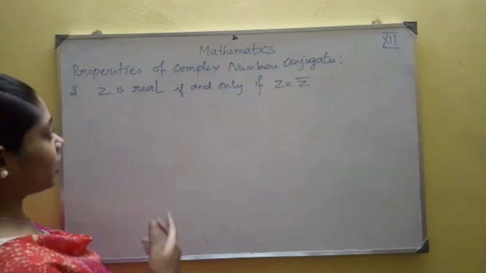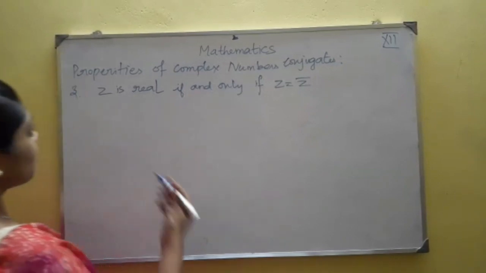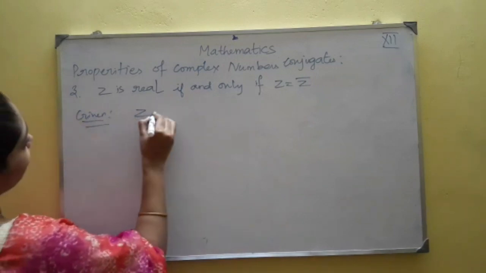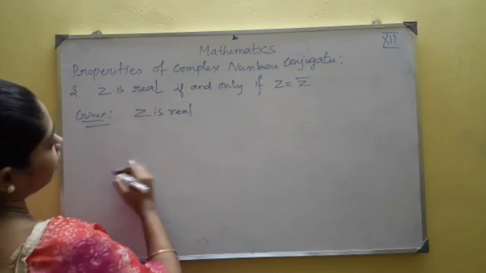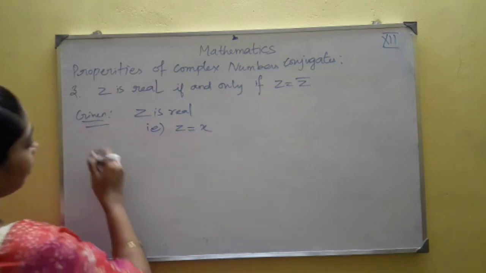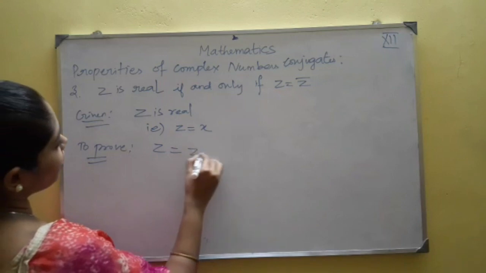Now third property, z is real if and only if z equal to z bar. So first, take as given that z is real. So z is real means what? Z takes the value, that is z is equal to x, right? To prove z is equal to z bar.